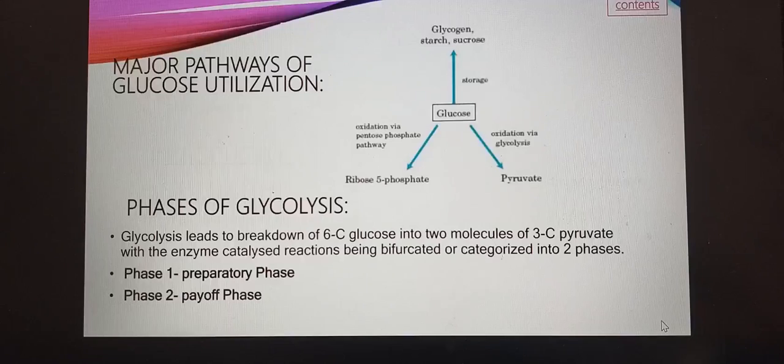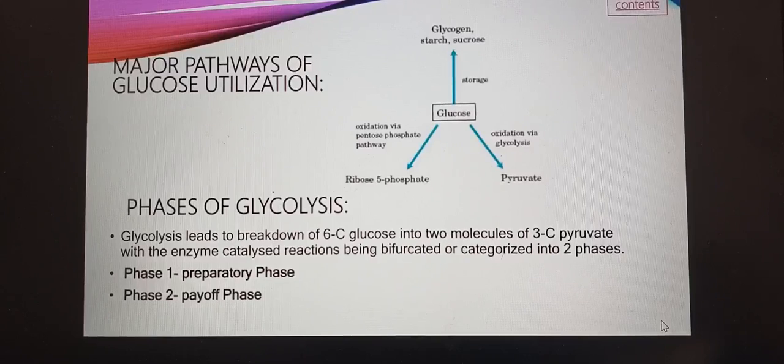Coming to the next slide. The major pathways of glucose utilization are shown in the diagram. Glucose is stored as polysaccharides like glycogen, and sugars like sucrose and glucose. When glucose breaks down in the presence of oxygen and the glycolysis process is performed, it converts into pyruvate. And in the presence of oxidation with the pentose phosphate pathway, it gives ribose 5-phosphate.